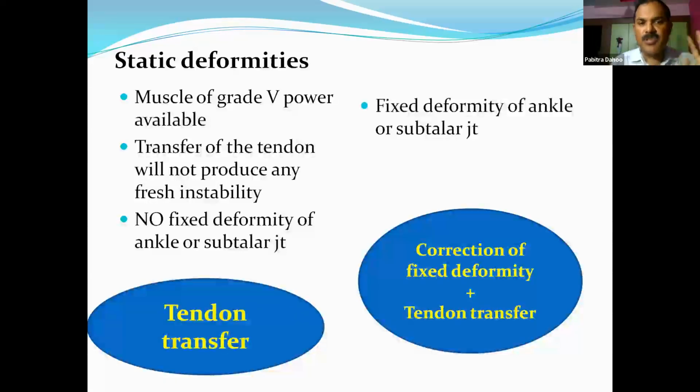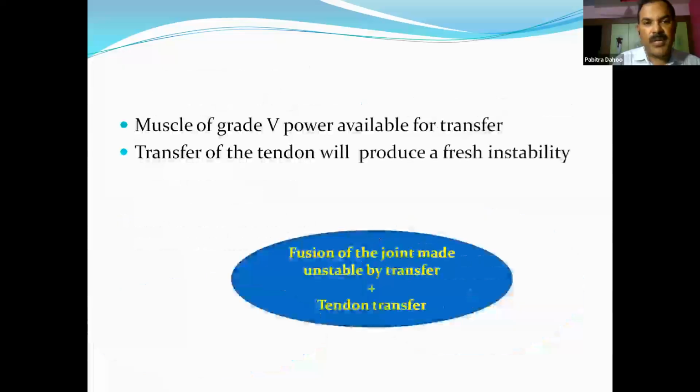If the second point is not valid, that means taking out the tendon to transfer will produce a fresh deformity. At that time, first stabilize the joint which is about to deform by taking out the muscle, then transfer it. Like if you want to transfer the tibialis posterior, then you stabilize the subtalar joint by fusion, then transfer it. So this is how you decide. First, three conditions there. If one is not there, what to do? When two is not, then what to do?